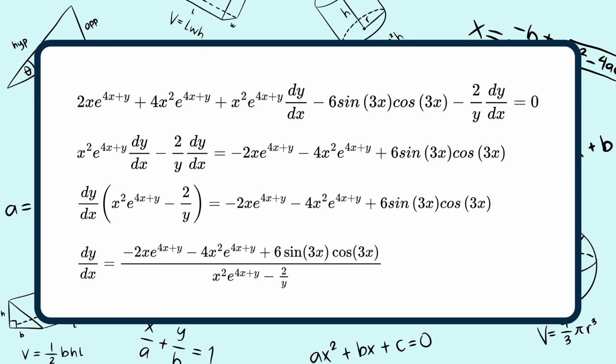And then we need to separate the terms that have dy/dx to the left and make sure the other terms go to the right, changing their signs. Next, we factorize dy/dx, which gives dy/dx times x squared e to the power of 4x plus y minus 2 over y. Lastly, we find dy/dx by moving the equation on the left side to the right, and the answer we will get is negative 2x e to the power of 4x plus y minus 4x squared e to the power of 4x plus y plus 6 sin 3x cos 3x over x squared e to the power of 4x plus y minus 2 over y.